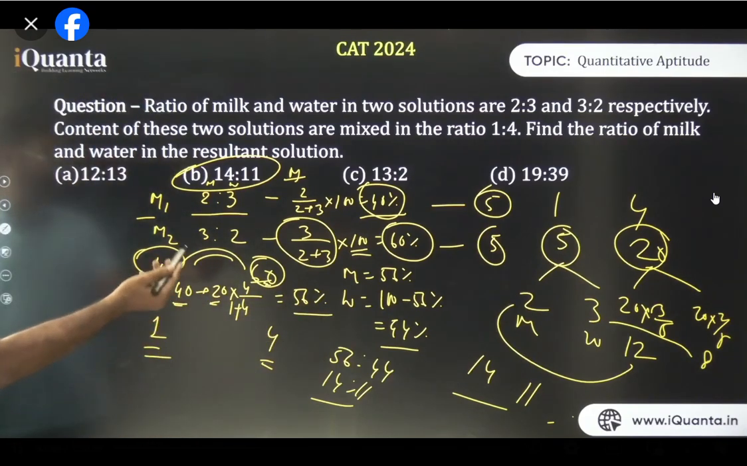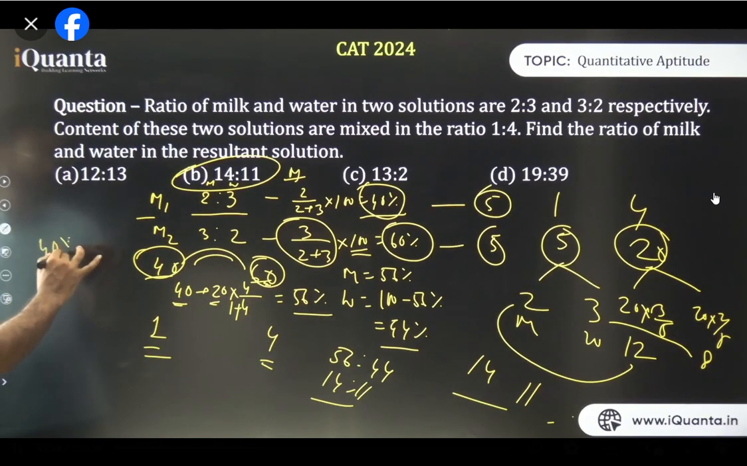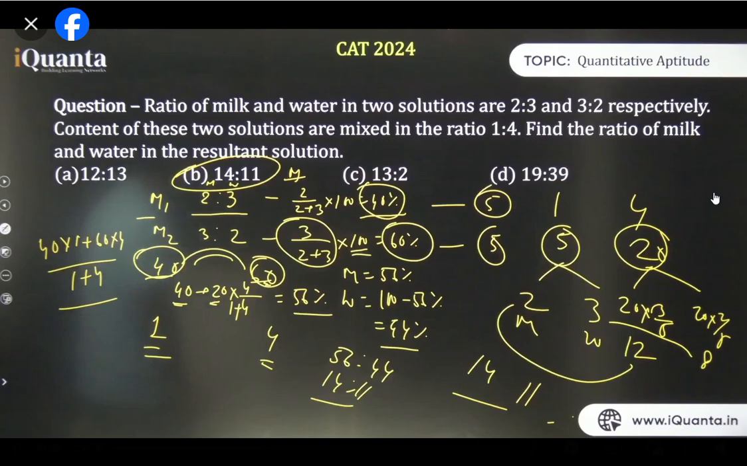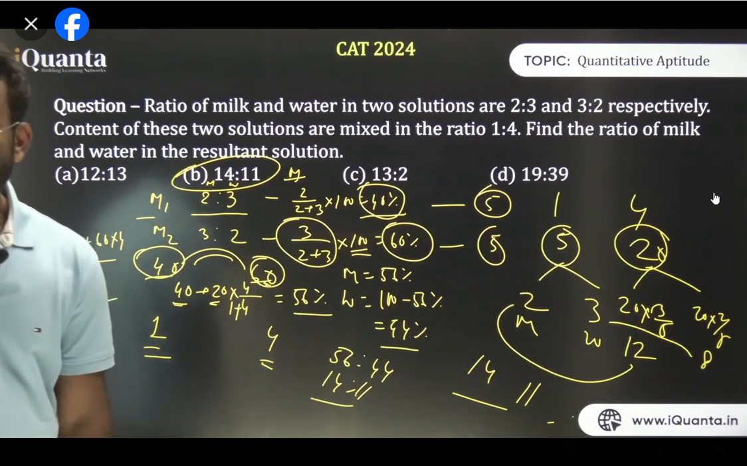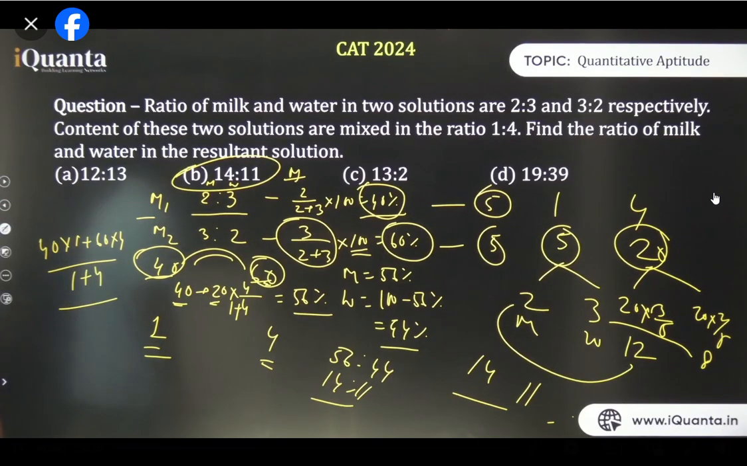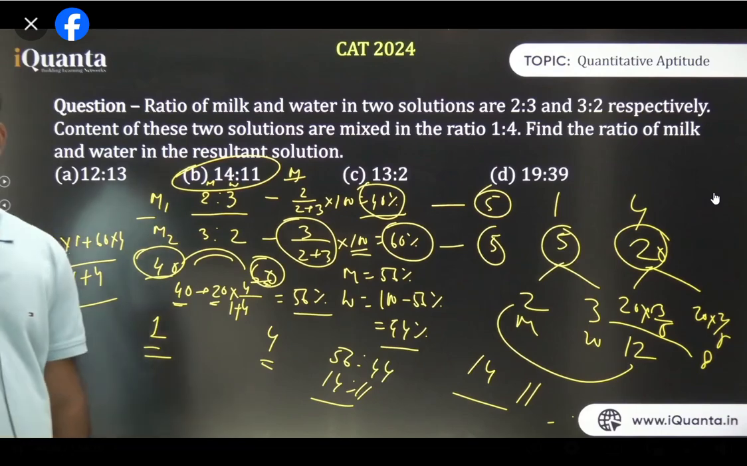If you think this is difficult, you can use this also. That is 40 into 1 plus 60 into 4 upon 1 plus 4. This is like the method of weighted average. You can do this as well. Yes, you can use the cheaper and 5 and 20.